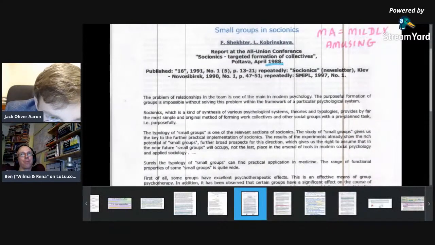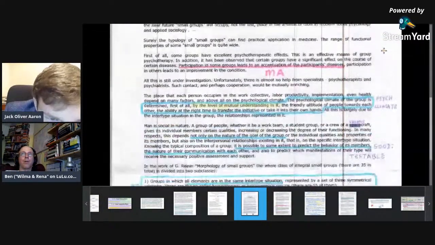Study of small groups gives us the key to further practical implementation of socionics. Results of experiments already show the rich potential of small groups. Surely the typology of small groups can find practical application in medicine. Okay, so this is more the rationale, but let's get into the methodology. Can we go to the methodology? Thank you very much.